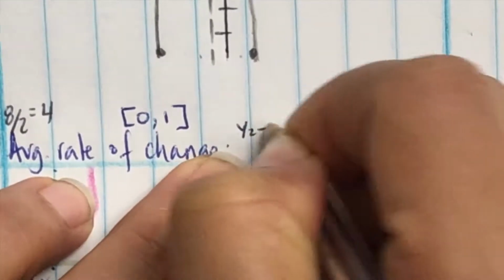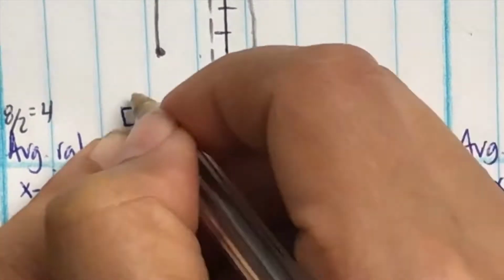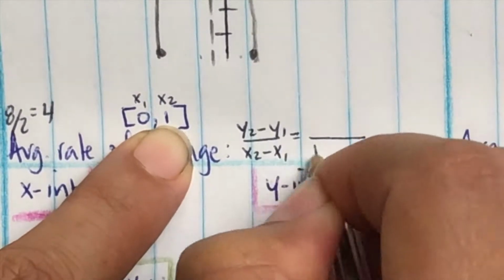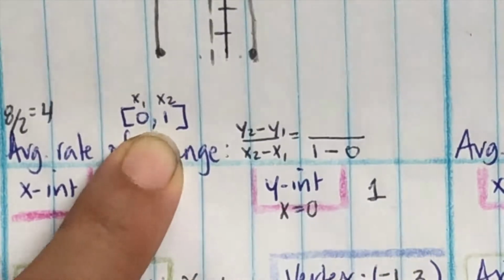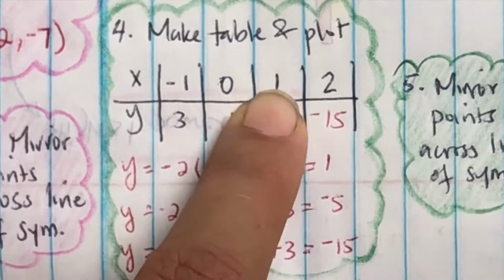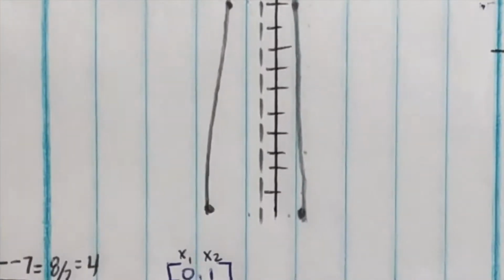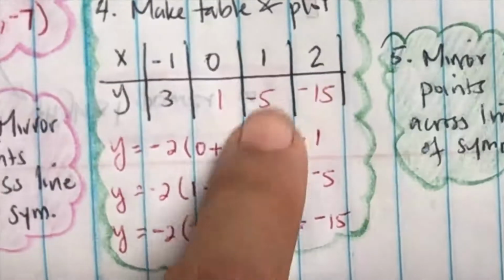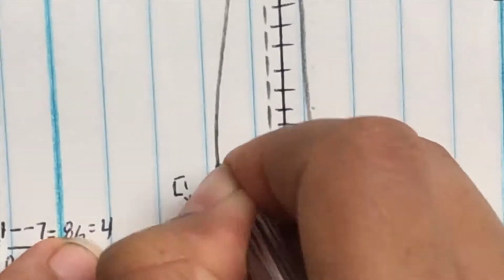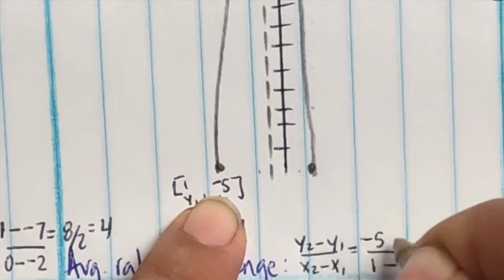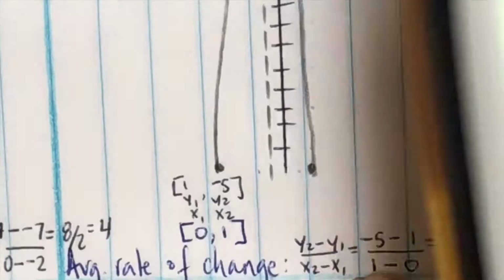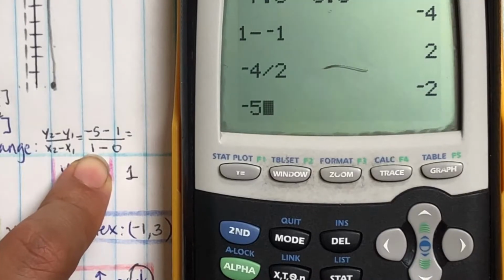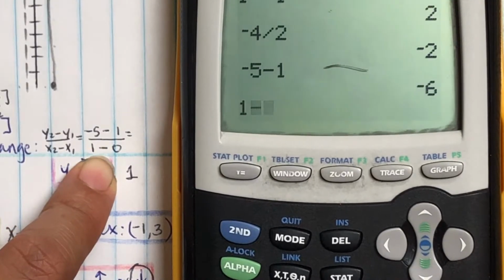Average rate of change is always a change in y over change in x. It means to find the slope. So in that interval, you do x2 minus x1, and then you need to find y2 minus y1 in that interval. And the interval they gave you is 0, 1. At 0, y is equal to 1, and at 1, y is equal to negative 5. And then just put them in the formula. So y2 is negative 5 minus 1. And you just grab your calculator, and you go negative 5 minus 1, and you go 1 minus 0.